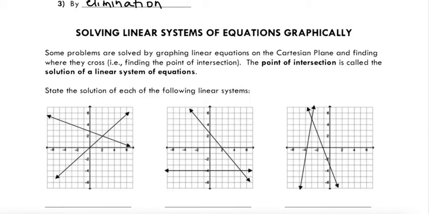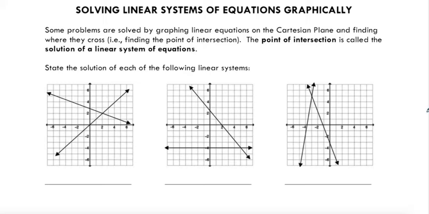So some problems are solved by graphing the linear equations on the Cartesian plane and finding where they cross. So that's finding the point of intersection, so the coordinates that make that true. So the point of intersection is called the solution of a linear system of equations. So we're going to find the solution or the point of intersection for each of these three graphs.